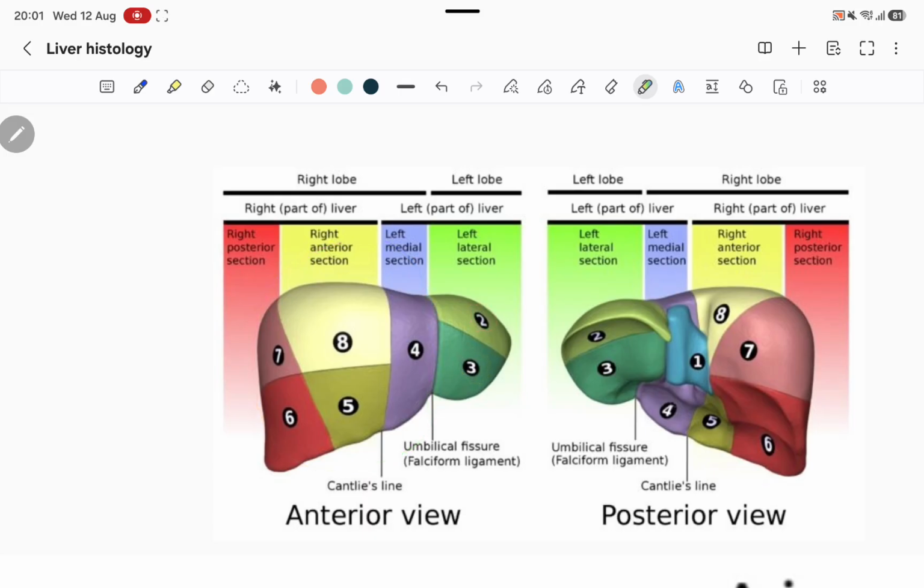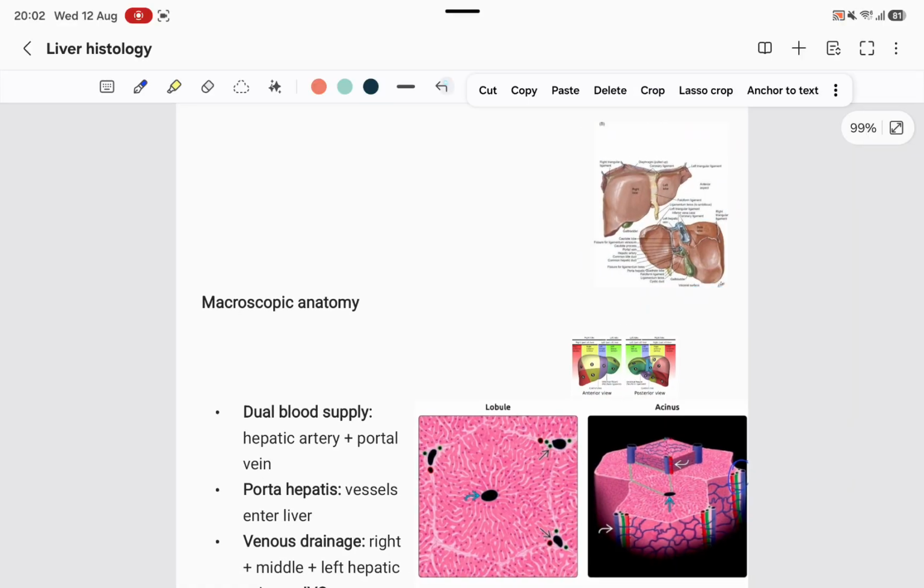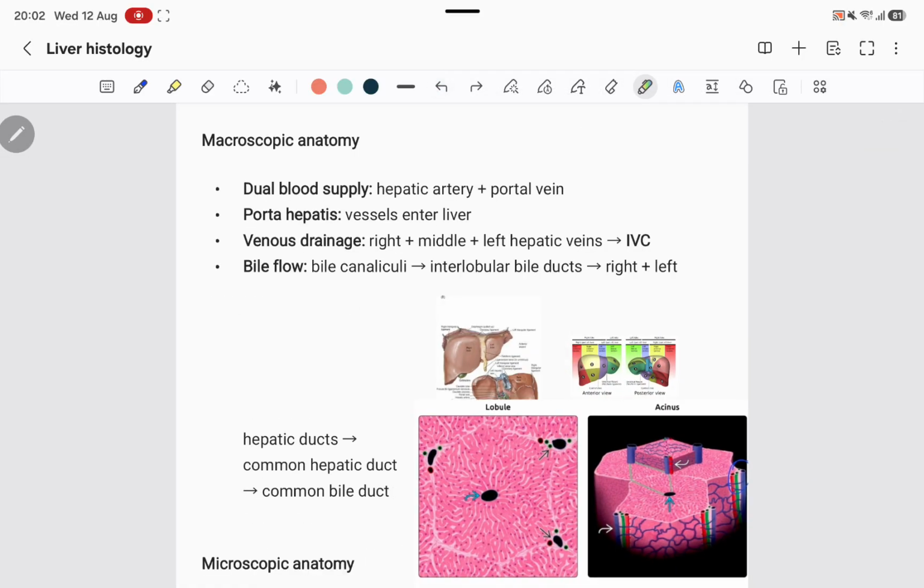Okay, and if you want to remember them exactly, take your liver and put it on its posterior side. Look at it from the middle here. Okay, and you go up, down, down, down, down, down, and up like that, and that's 1, 2, 3, 4, 5, 6, 7, 8. Okay, 1 is very important and 3 is very important. We'll come to that later. Just remember that for now. Okay, so that is for the macroscopic anatomy.